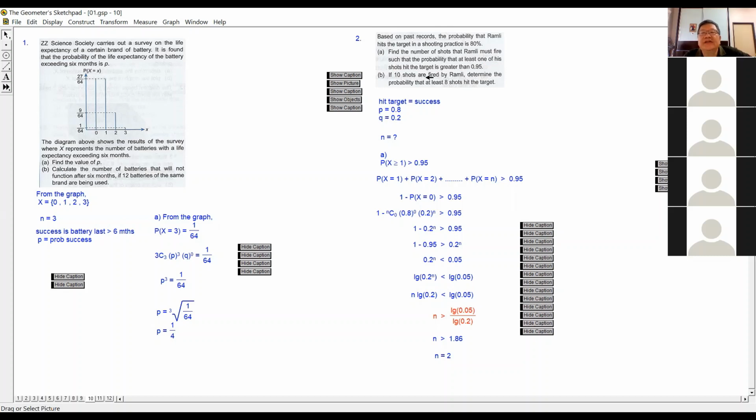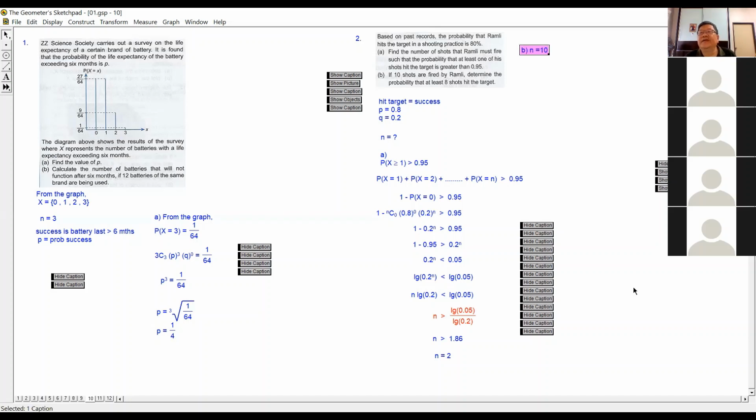If 10 shots are fired by Ramli, determine the probability that at least 8 shots hit the target. At least 8 shots. That means how many shots do you have to hit the target? It will be at least 8. That means 8 is counted or not? Yes, 8, 9, or 10. So at least 8 will hit the target, right?